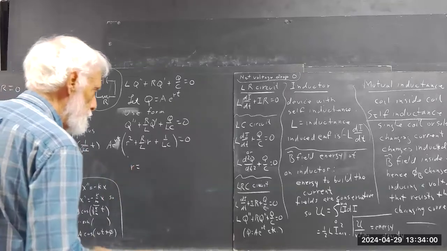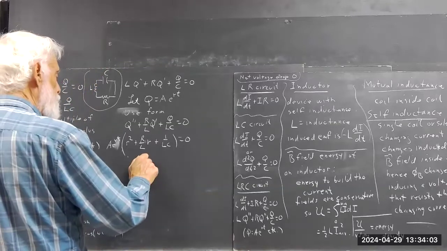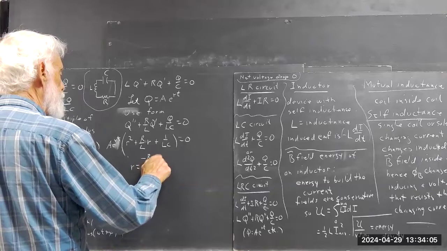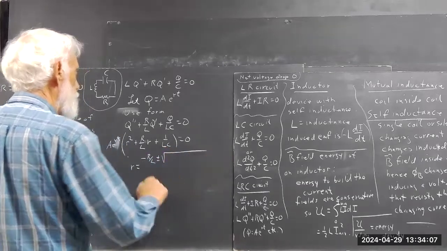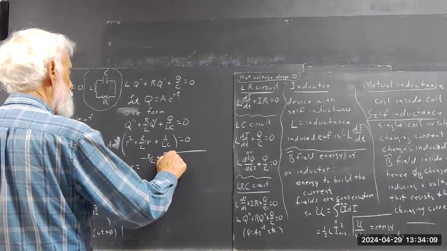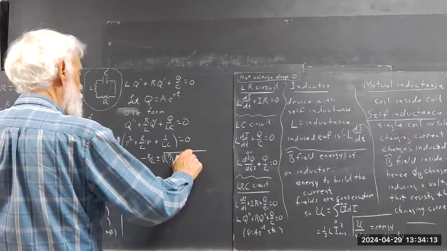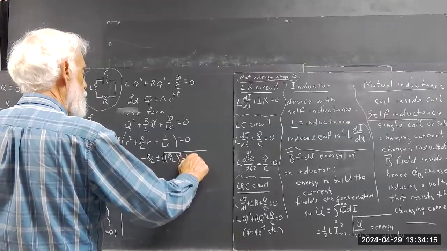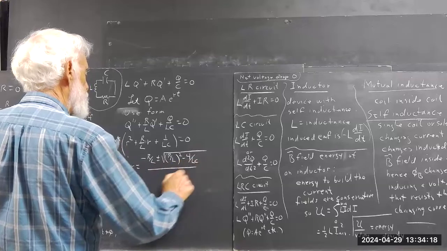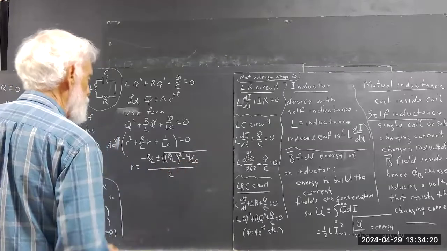So what is r equal? By the quadratic formula, it's negative R over L plus or minus the square root of R over L quantity squared minus 4 over LC, all divided by 2.